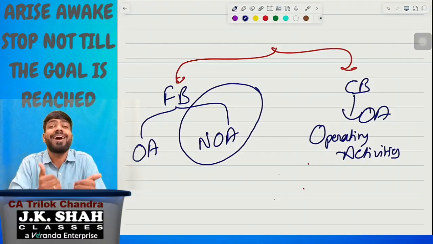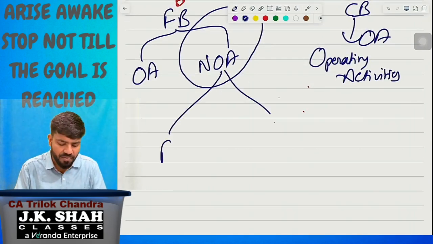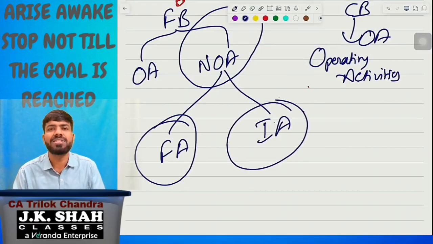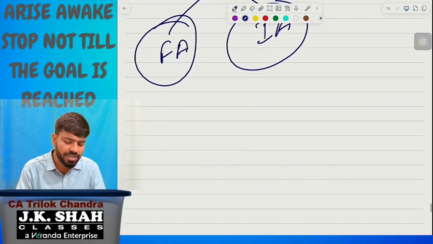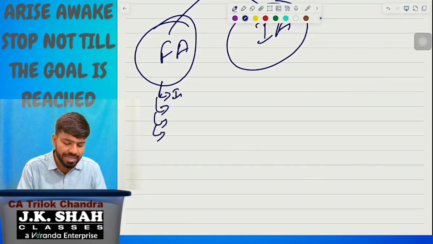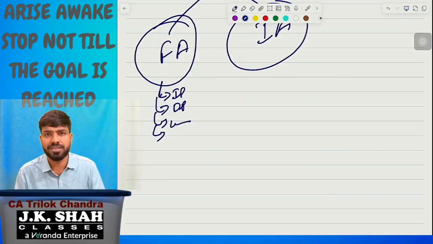So, sir, what is this non-operating activities? Again, two categories: financing activities and then investing activities. Sir, what is this financial activities? What kind of expense is possible? Interest paid, dividend paid, loss on sale of fixed assets.